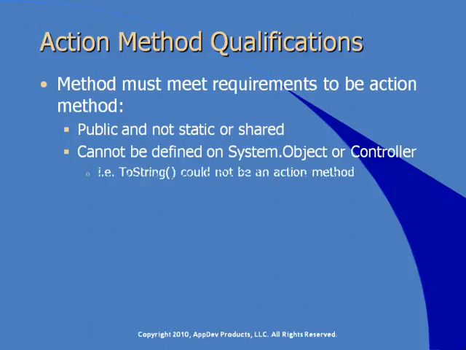So, for example, ToString could not be an action method because it's defined on system.object. It also cannot be a special method, such as a constructor, property accessor, or event accessor.